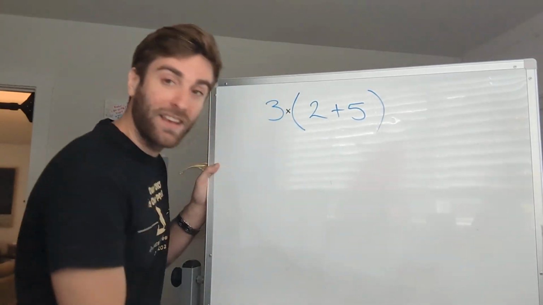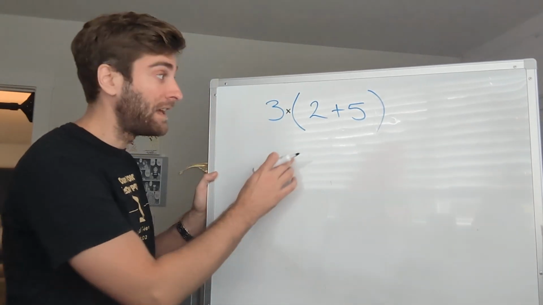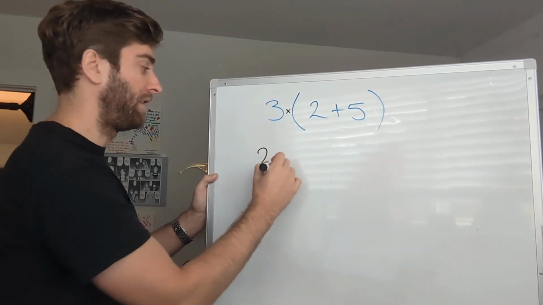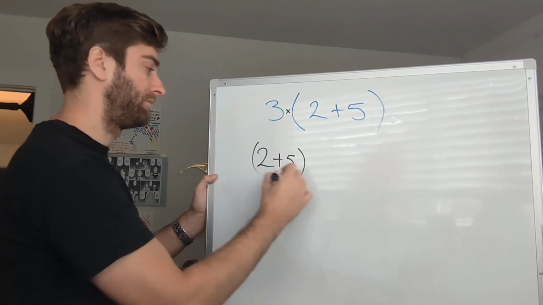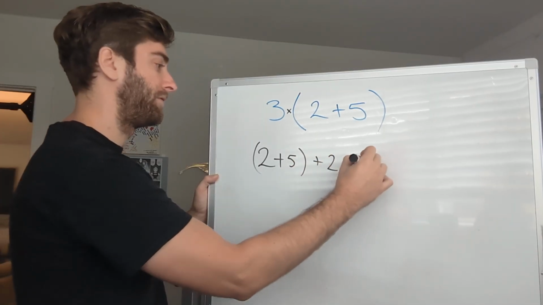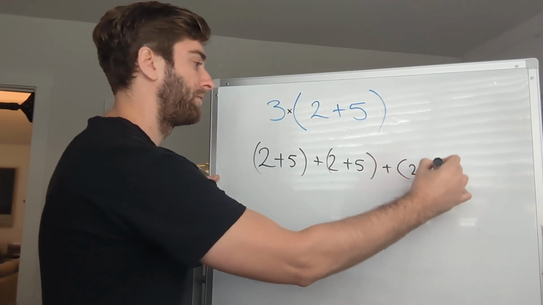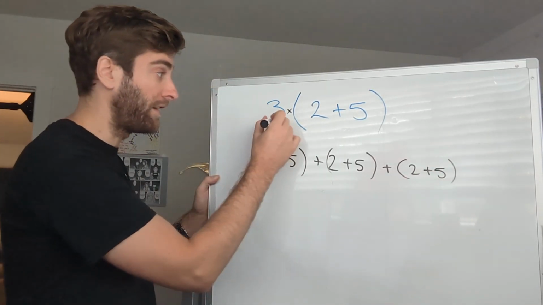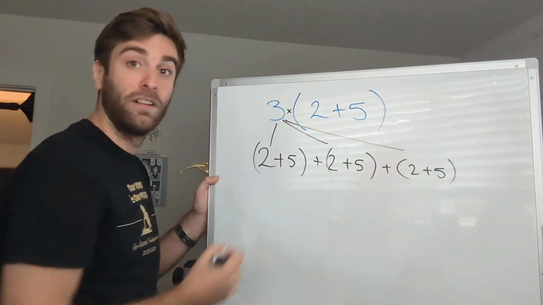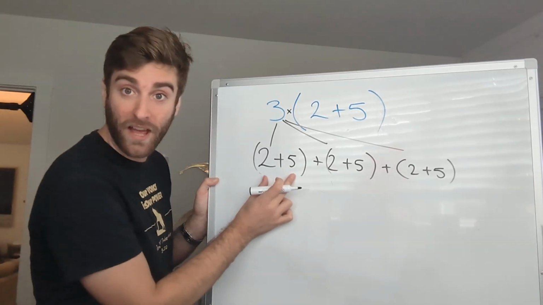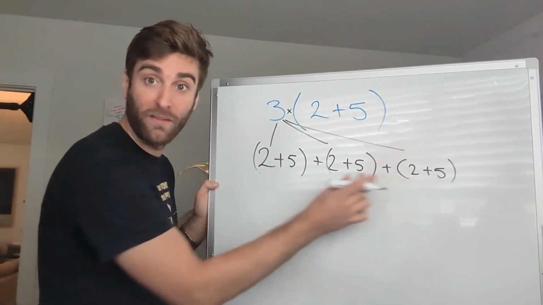What that means is, like I was saying with that repeated addition, I'm going to have 2 plus 5 3 times. 2 plus 5 plus 2 plus 5 plus 2 plus 5. Okay? There's 3 of them, right? 1, 2, 3. So that's 7 plus 7 plus 7.